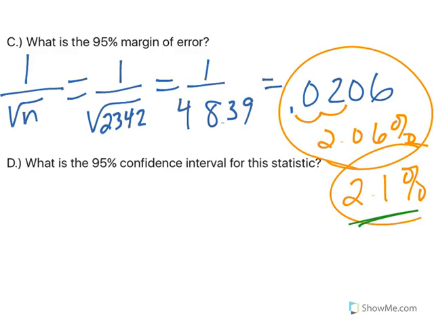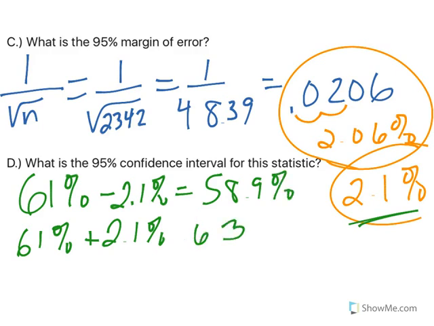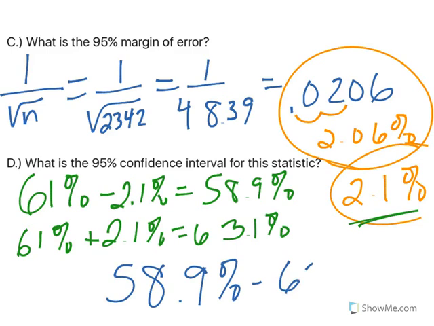I'm going to go ahead and use the 2.1%. We know that 61% is our estimate. So I'm going to subtract 2.1% for my low end, and I'm going to add 2.1% for my high end. So when I subtract, I get 58.9%, and when I add, I get 63.1%. So my 95% confidence interval is 58.9% to 63.1%.